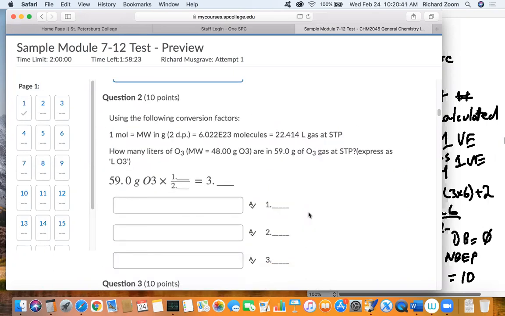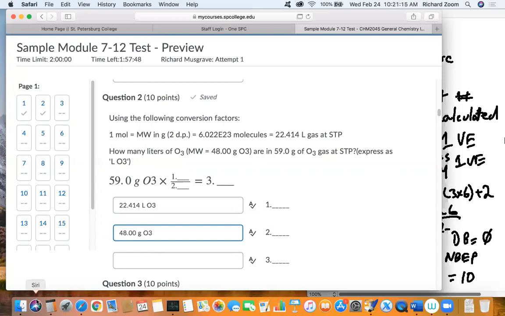Okay. The next one, we're looking for liters of gas, or liters of O3, at STP. So we know that we want liters of O3. So that's what I'll put down here. And grams of O3 will go on the bottom to cancel. I'm looking for a relationship between those. And it will be, according to this, 22.414 liters and the molecular weight. And the molecular weight, according to the problem, is 48.00.